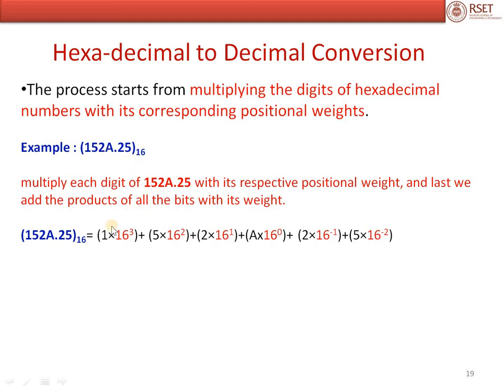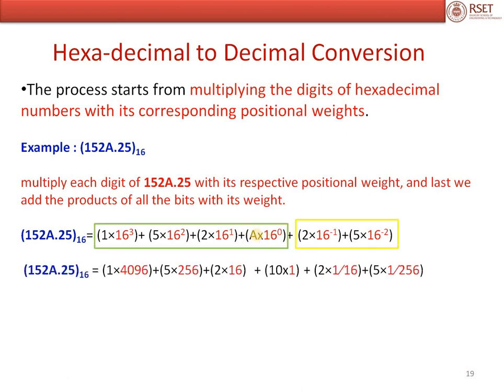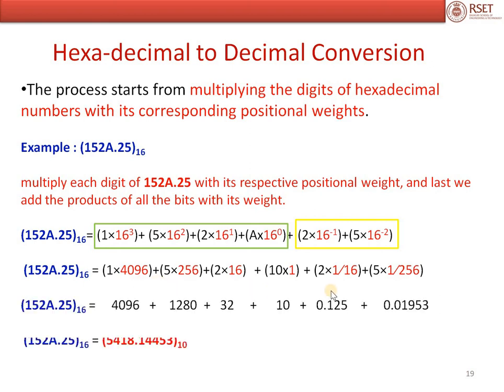Here A indicates its value corresponds to 10. If it is B, it indicates 11. If it is C, it indicates 12, like that. By calculating this value, we will get the decimal number like this. This is the hexadecimal to decimal conversion.